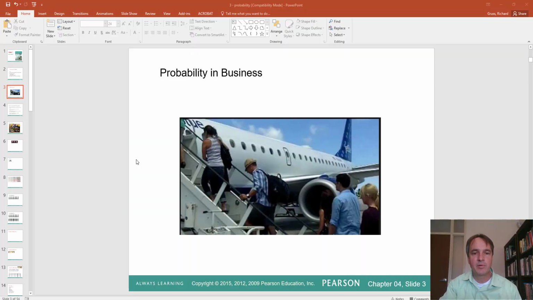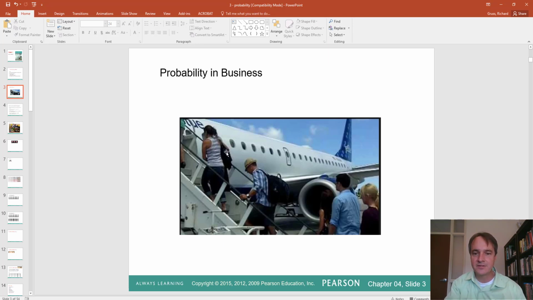Okay, I want to start talking about probability because probability comes up a lot in management decision making. I'm going to begin with just a really basic example of how this can be. Let's take a look at this situation that airlines find themselves in.